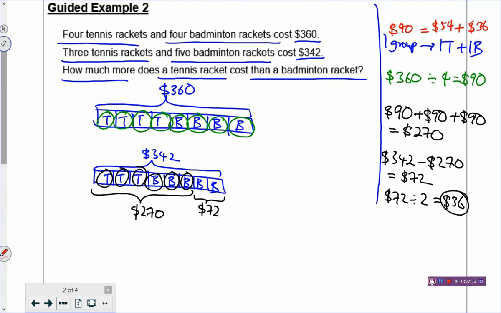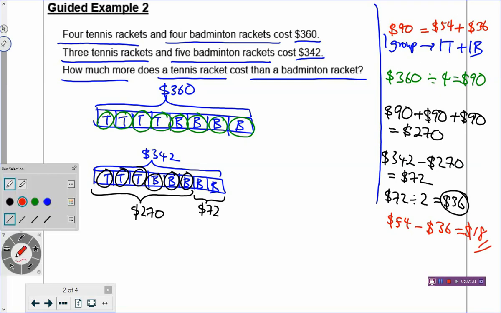Alright, so now can you find how much more does a tennis racket cost than a badminton racket? So you take 54 and you minus 36, and that will cost $18 more, and you solve the problem. So a tennis racket costs $18 more. Okay, so that's how you make groups out of the model.